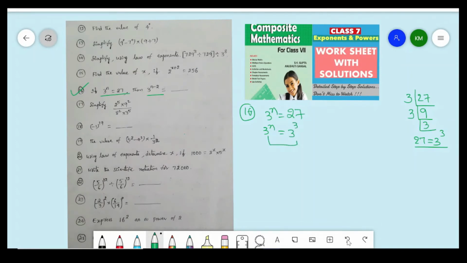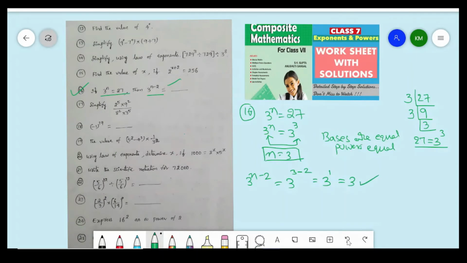Observe very carefully, these 3 and 3 are bases. Bases are equal, then powers also become equal. In that case, n equals 3. So when we know the value of n, then we have to find out 3 power n minus 2. 3 power n minus 2 equals 3 power, I am substituting the n value here, that is 3 power 1, that is nothing but 3. So this is the answer for question number 16.